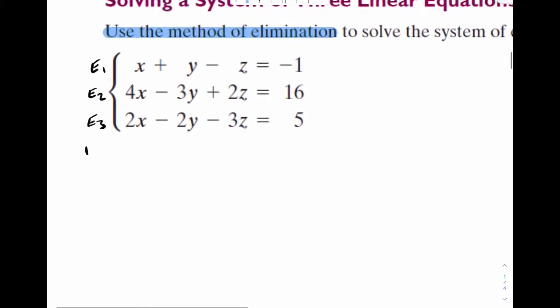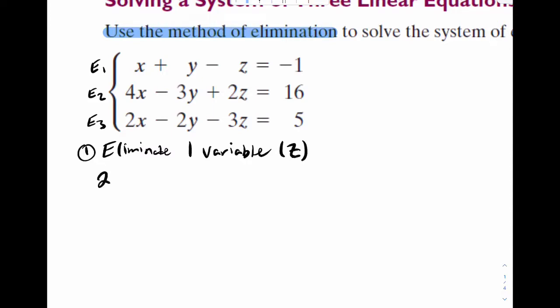The first thing you want to do is you want to pick a variable to eliminate. So eliminate one variable. Now it could be any variable, doesn't really matter. I like to pick Z just because I like working with X and Y at the end, but you can pick anything, whatever looks easy. So for the sake of the example, I'll pick Z, also because these numbers look easy to work with. So I'll put a note, Z. What I want to do is do 2 times E1, and I'm going to add that to E2.